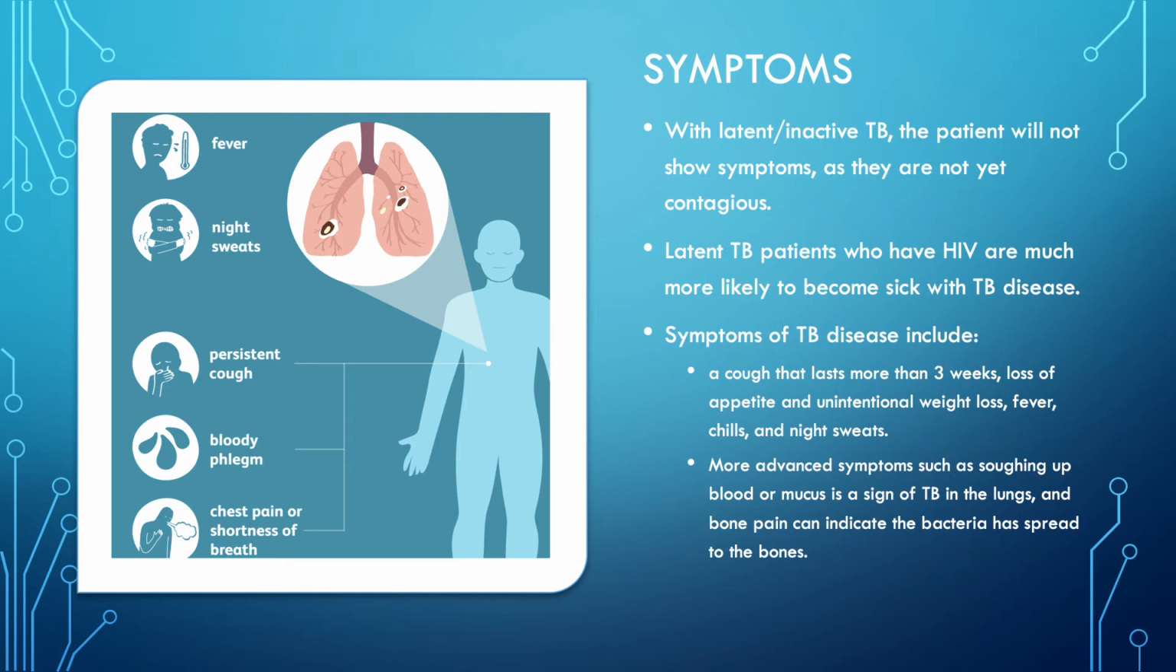TB can be much more dangerous for individuals living with the HIV virus. These patients are much more likely to become sick with TB disease. Symptoms of active TB disease include a cough that lasts more than 3 weeks, loss of appetite and unintentional weight loss, fever, chills, and night sweats. More advanced symptoms such as coughing up blood or mucus is a sign of TB in the lungs, and bone pain can indicate that the bacteria have invaded the bones.